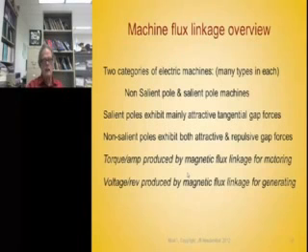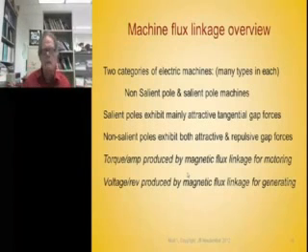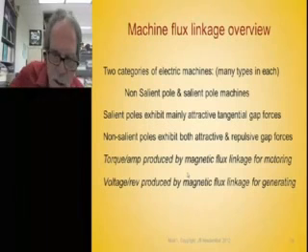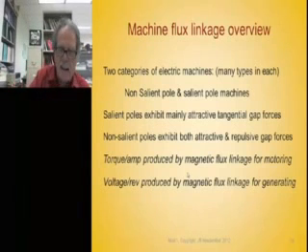So the torque that's produced on the shaft is produced by those two forms of flux linkage for motoring, and the same thing happens if you're generating. You have the reverse power flow, and you have voltage produced from those air gap forces.